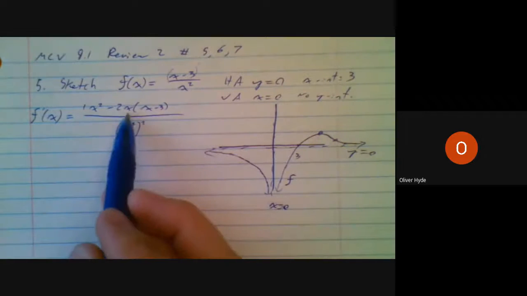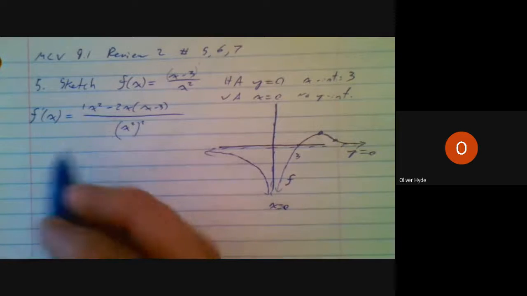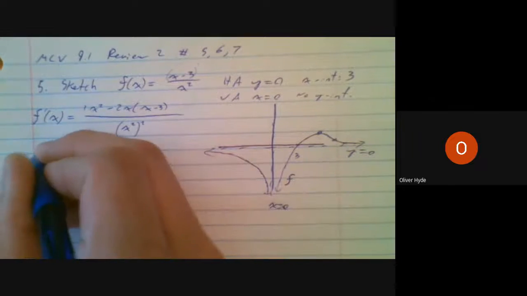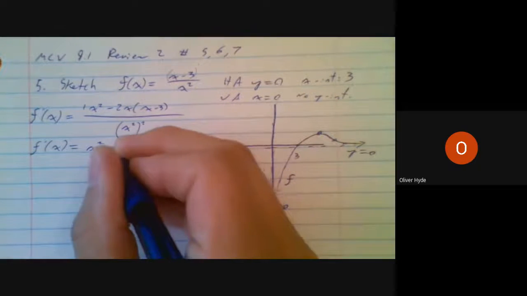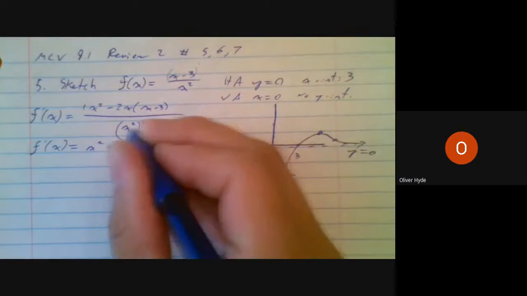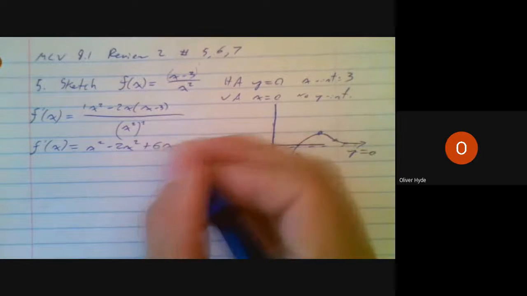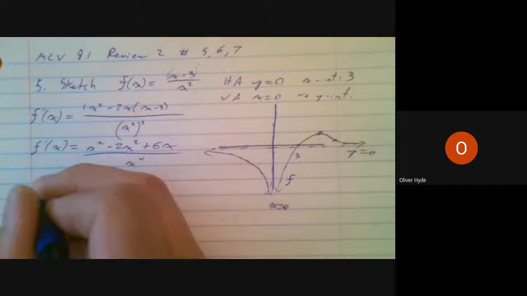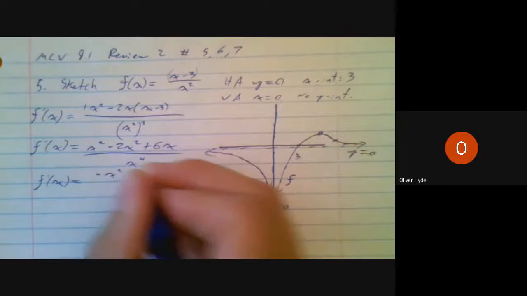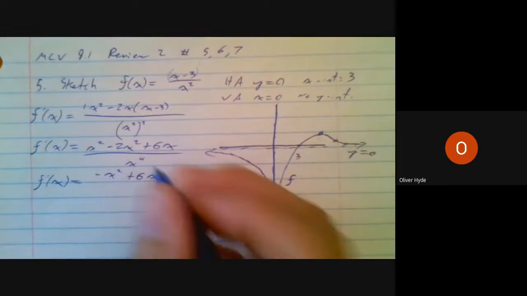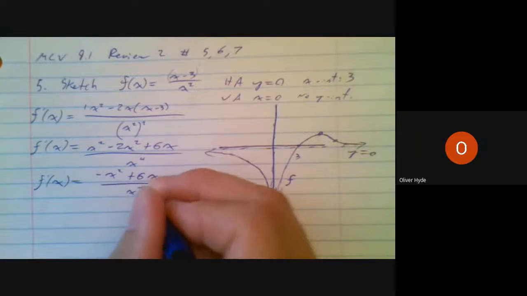And I'm not sure this is a great time to factor. I don't think we should always factor or we should always expand. I think I'm going to choose to expand here just because expanding is easy enough to do. That'll give me a minus 2x squared, plus a 6x all over x to the exponent 4. Let's do f prime of x equals negative 1x squared plus 6x all over x to the exponent 4.